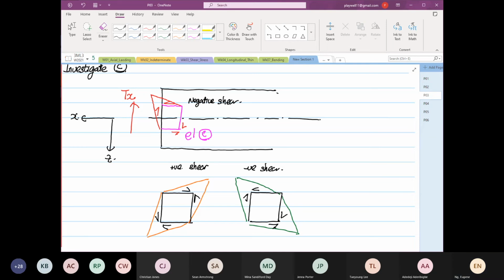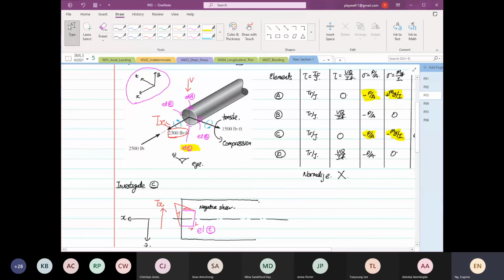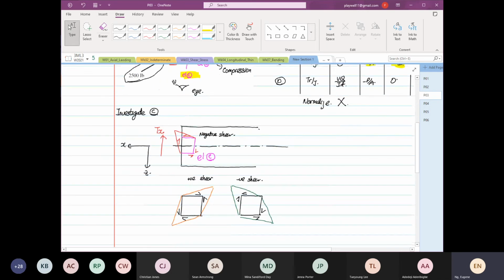Why are all the axial loads given as negative? This is because the axial force is going in compression. Iran, is that your question? Okay, Iran, because the 2,500 is all negative. Thank you, Iran.